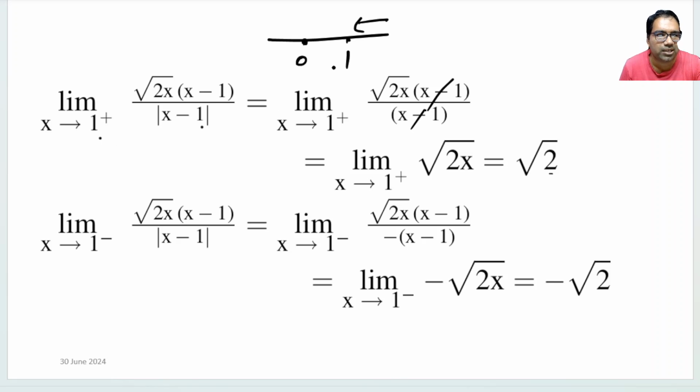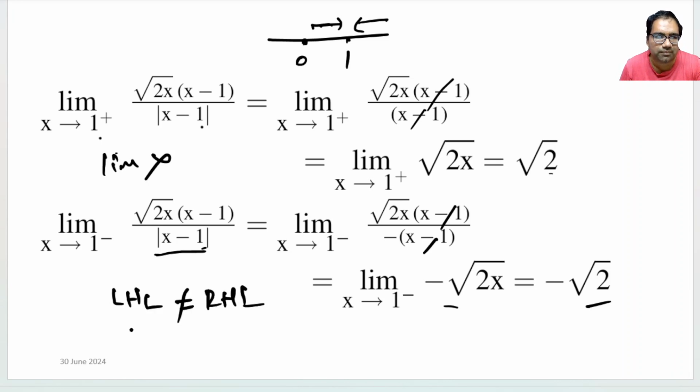And when we are approaching from the left hand side, this one will become negative. So the absolute value of x minus 1 is minus of x minus 1. These two will get cancelled. So we are getting minus root 2x. So what is the limit? When you substitute x equal to 1, it is minus root 2. So clearly the limit of this function doesn't exist because left hand limit and right hand limit are not matching. Okay, because of this absolute value function.